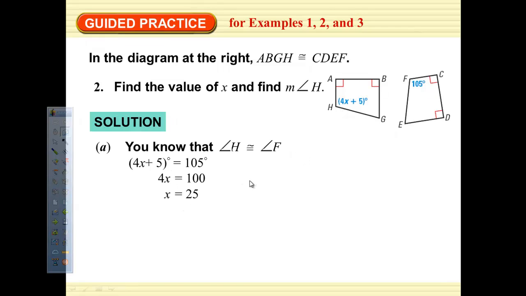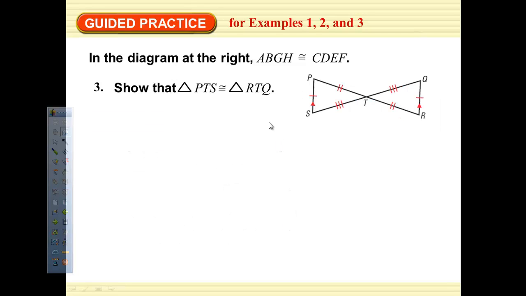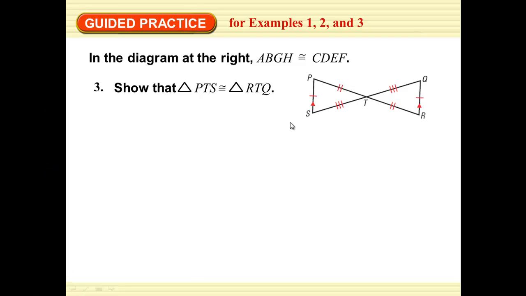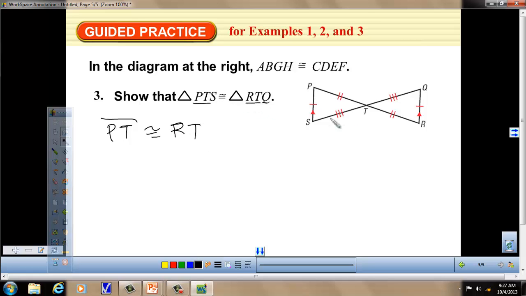So this gives us our answer. For part B, we know H and F are congruent, so angle H is 105. And finally, we want to show that these two triangles are congruent. In order to do that, we need to state all the parts that are congruent. So we look at this and we say PT is congruent to TR, or RT I should say. And again, I kind of just cheat here because I can see that those match up. They have the same markings.